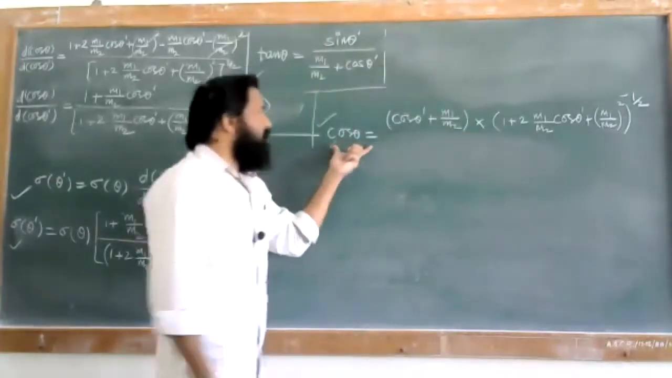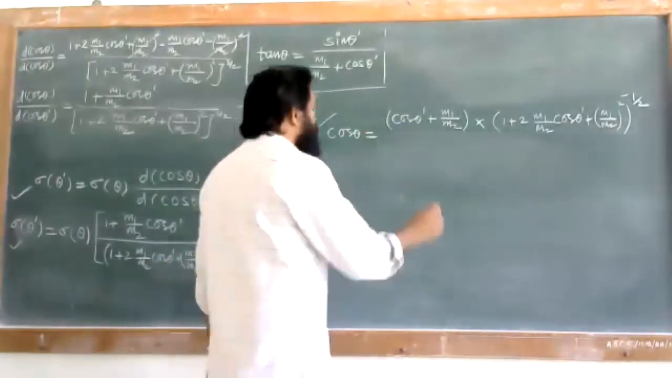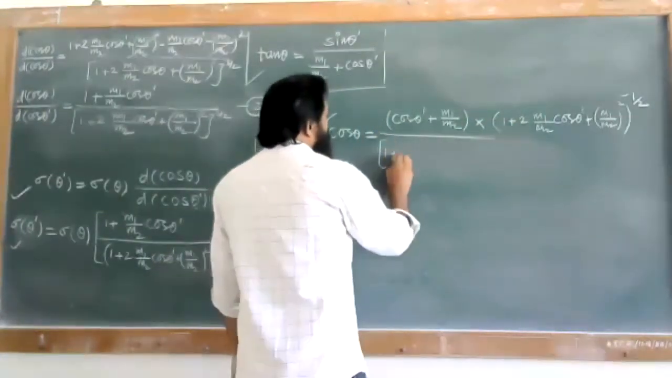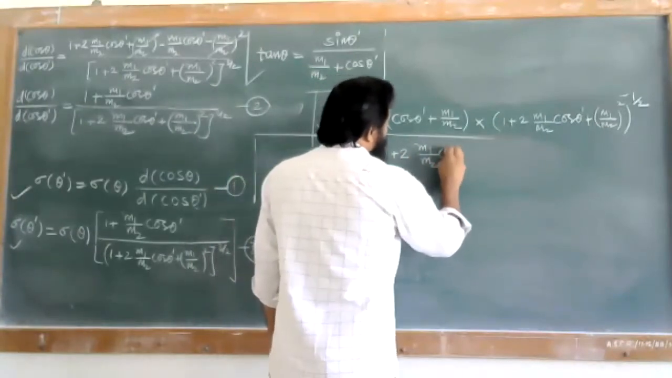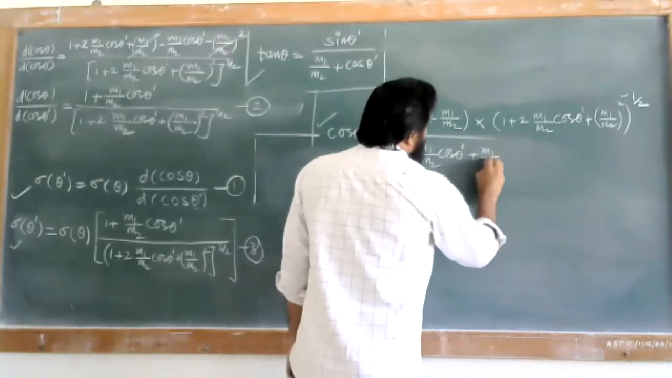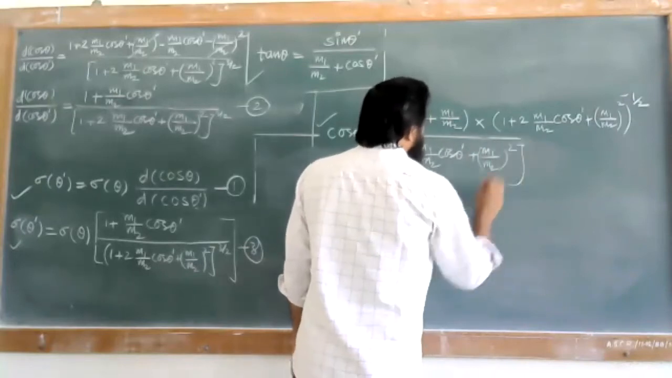So we can have that relation that cos of theta is equal to cos of theta dash plus m1 upon m2. So I can write that in our normal way, that is 1 plus twice m1 upon m2 into this cos of theta dash plus this m1 upon m2 bracket square, raised to 1/2.